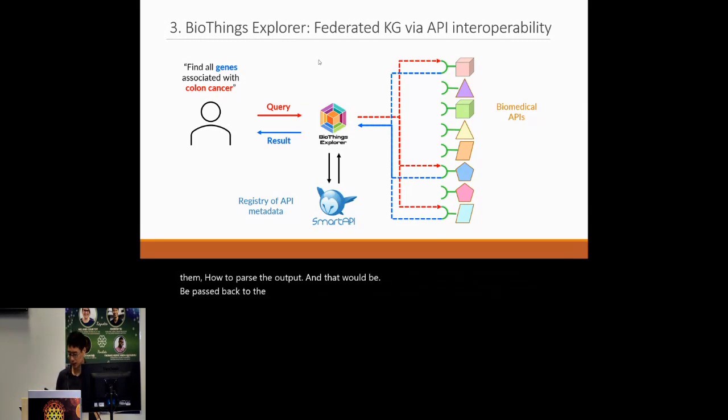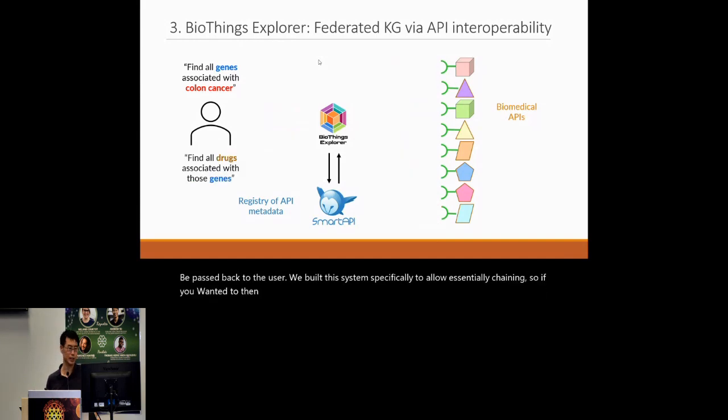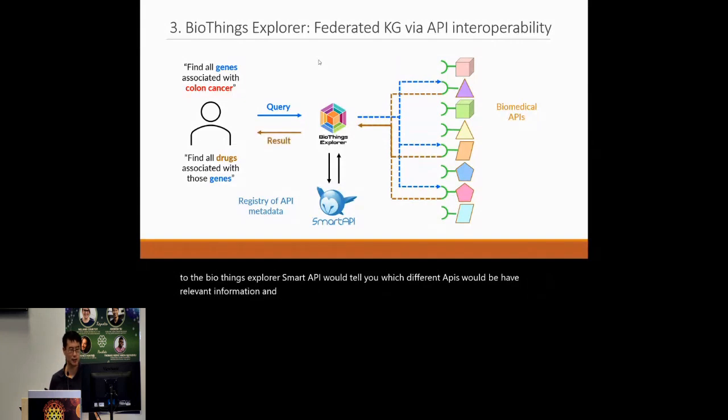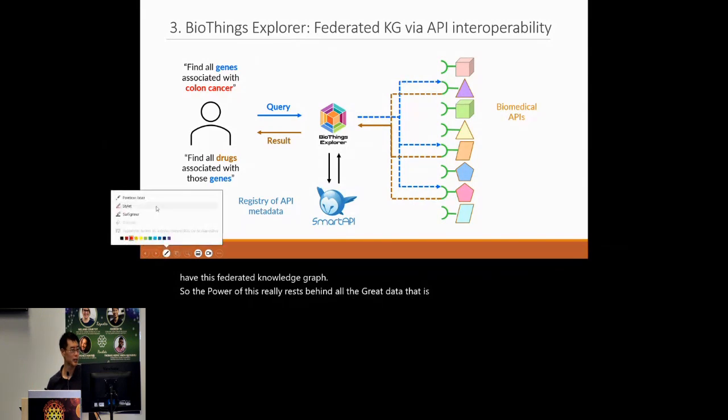We built this system specifically to allow chaining. So if you wanted to take those genes and then find all drugs related to those genes, for example, then again, you could do the same thing, now pass the genes in the query to BioThings Explorer. SmartAPI would tell you which different APIs would have relevant information. And again, you retrieve them back like this. And so in this way, we have this federated knowledge graph. So the power of this really rests behind all the great data that is in the SmartAPI registry.